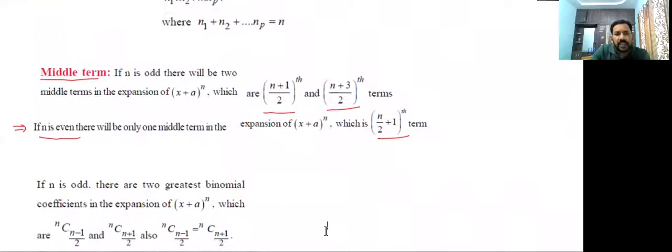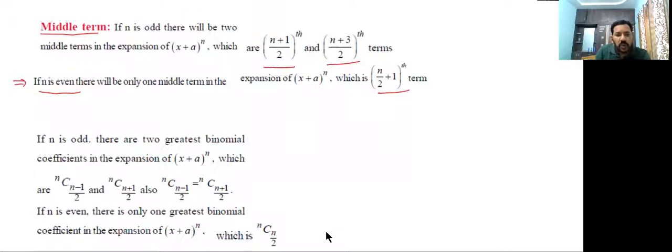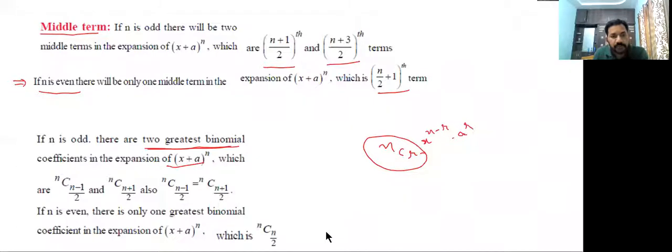Next, if n is odd, there are two greatest binomial coefficients. In the general term, you know nCr into x power n minus r into a power r. Here, nCr is called the binomial coefficient. Yes or no? So if n is odd, there are two greatest binomial coefficients in the expansion of (x + a) whole power n, which are nC (n minus 1) by 2 and nC (n plus 1) by 2. These are the binomial coefficients.